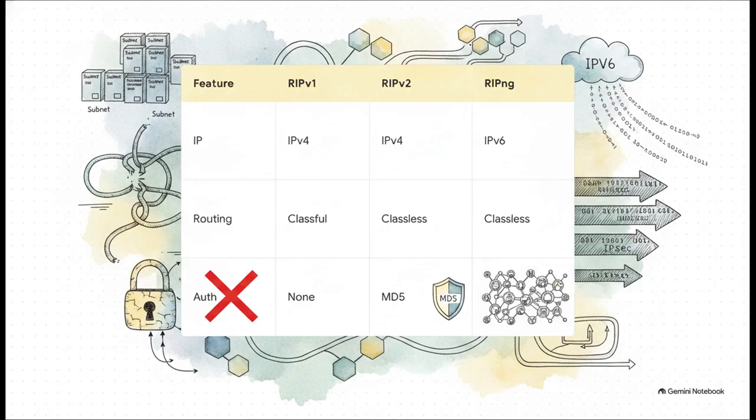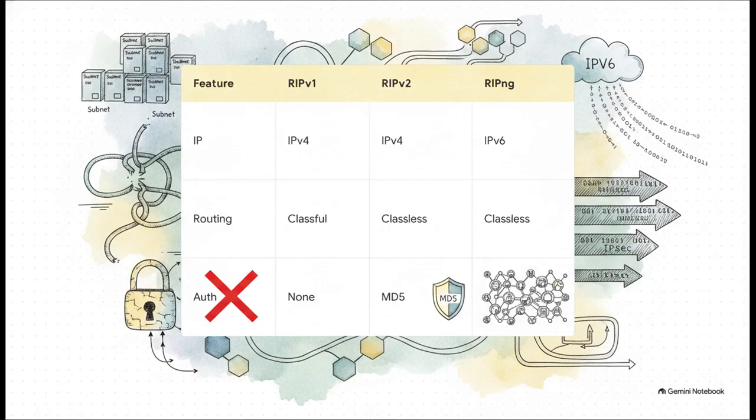Just look at the routing type here. RIPv1 is fundamentally broken for modern networks because it's classful. That means subnet masks aren't even included in its updates. Every single subnet has to share the exact same mask. But RIPv2 and RIPng, they're classless. They fully support variable length subnet masking, or VLSM, and CIDR. RIPng even handles those massive 128-bit IPv6 prefixes.